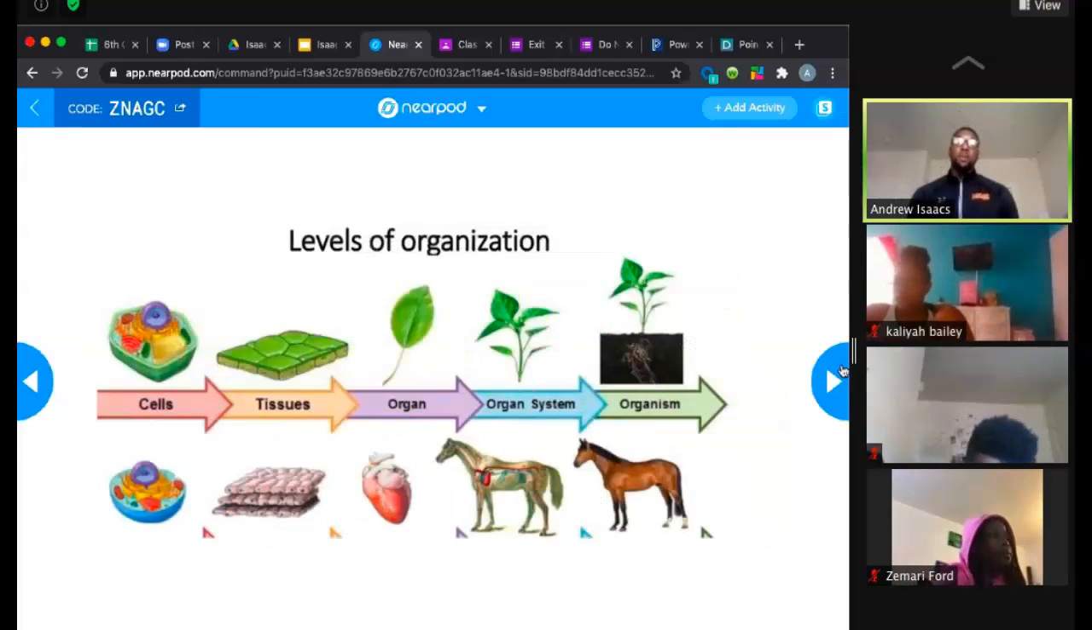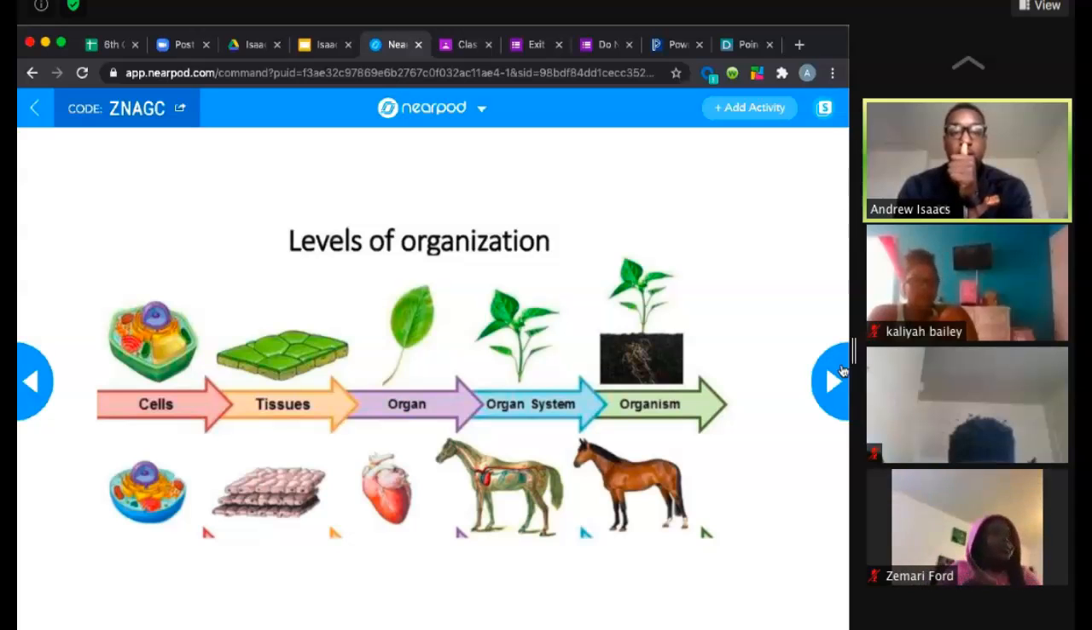So remember this? Did everybody give me a thumbs up if you remember when we talked about these levels of organization last time? Thank you, Jalea. Thank you, Kalia. Thank you, Jamari.